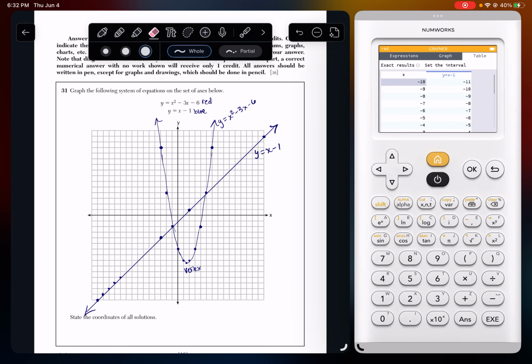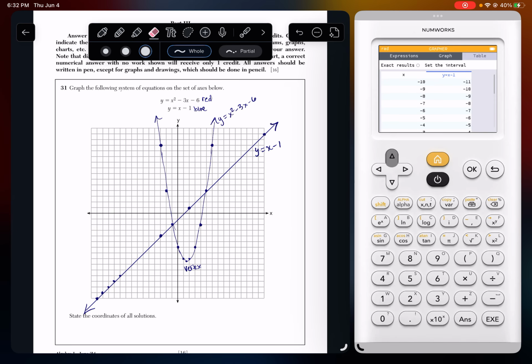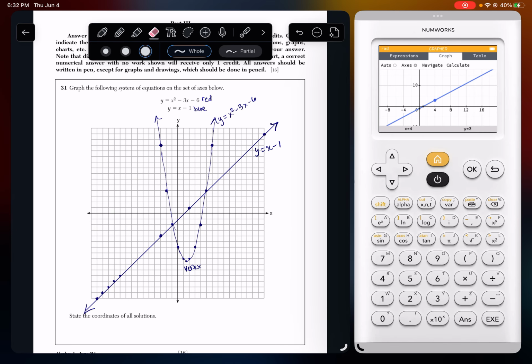Awesome. Beautiful. So we have graphed our system. And then what they're asking me is state the coordinates of all solutions. For this, what I want to remember is that the solution of two equations is the intersections. If I'm going to get credit for all solutions, then I need to put both solutions, which I can see as these two intersections on my paper.